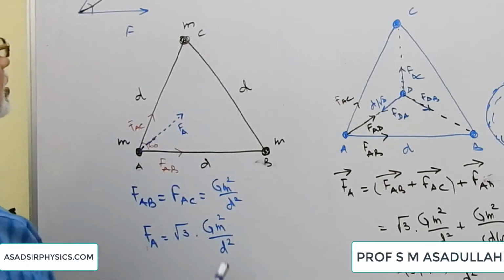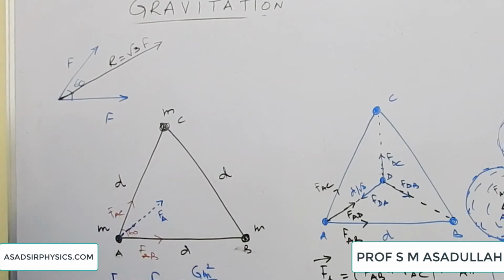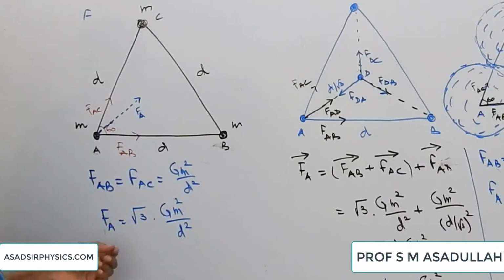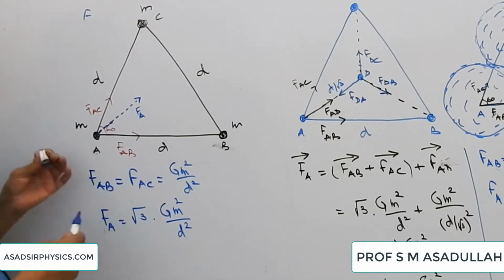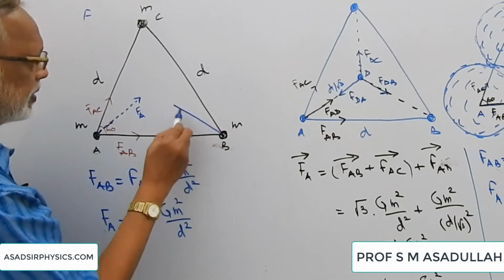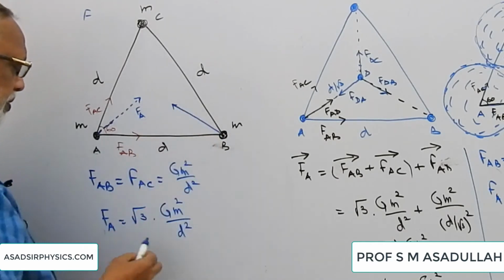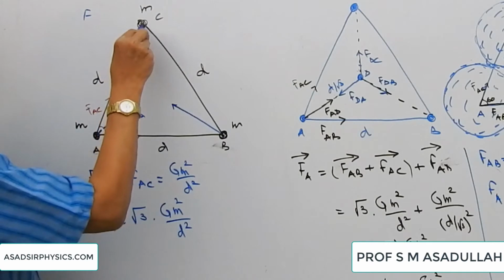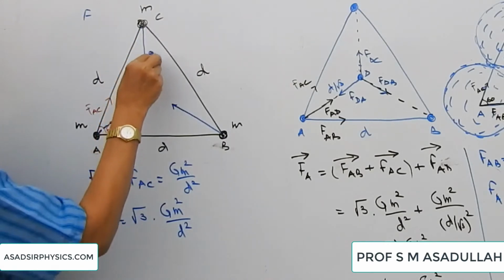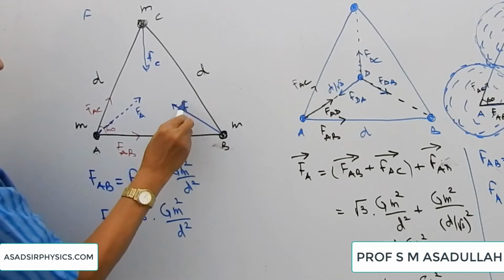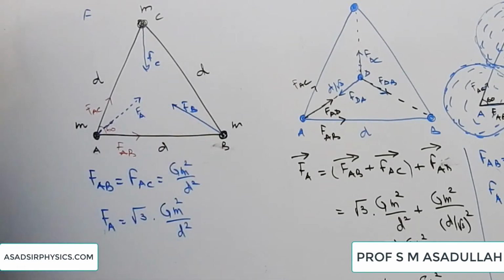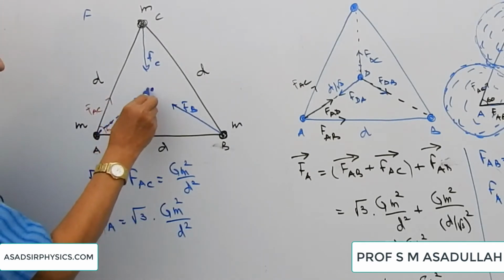To find the resultant, we know that if two equal vectors make an angle 60 degrees, the resultant is root 3 times one of them. So the answer is simply FA equal to root 3 G m square by d square. Similarly, the resultant force on B will also have the same value, root 3 G m square by d square. Resultant force on C will also have the same value. Their magnitudes are equal. Of course, their directions are different. All these forces are directed towards the centroid.